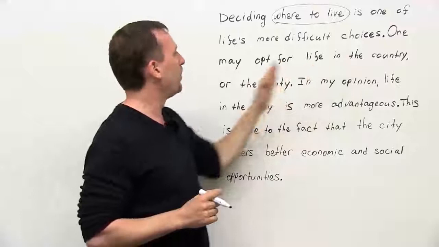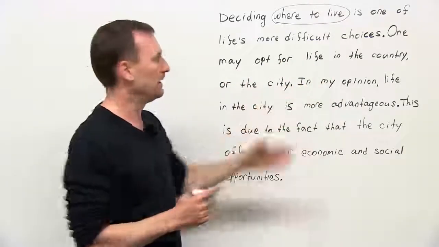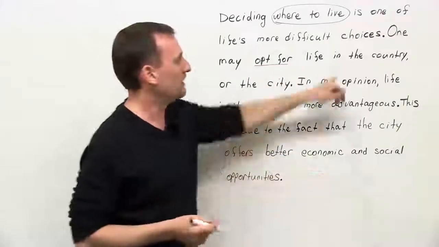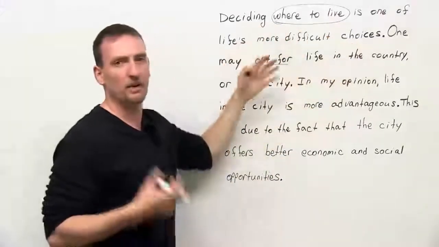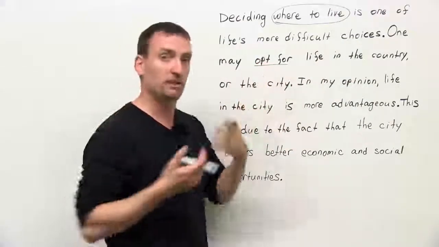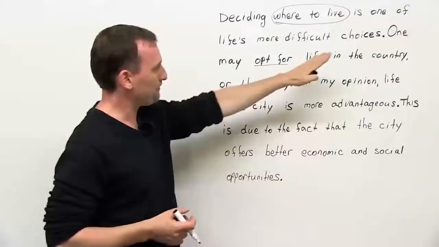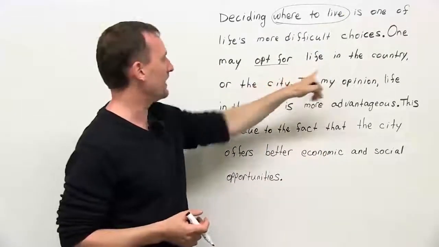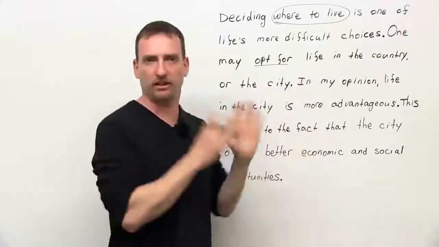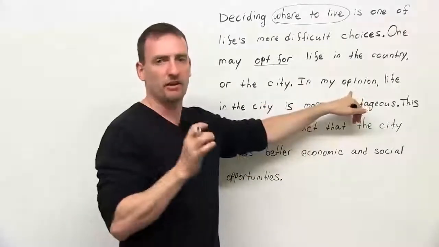Next sentence. One may opt for life in the country or the city. Now, just in case you're not sure, opt for means choose. I used choice here. I used deciding here. I want to use as much different vocabulary as I can. Opt for, if you know it, use it. A little bit extra points for nice language. Okay. One may opt for life in the country or the city. This is your question. Country, city. Very clear.